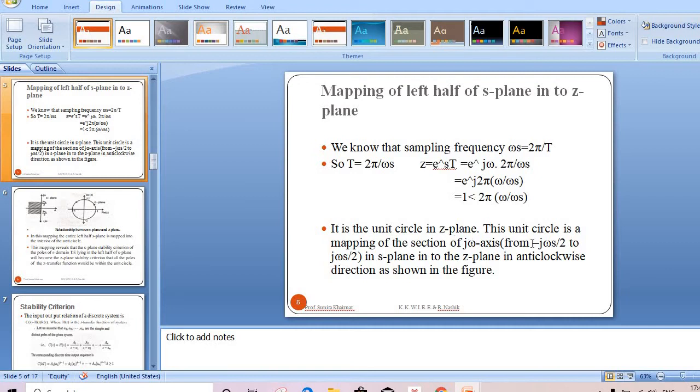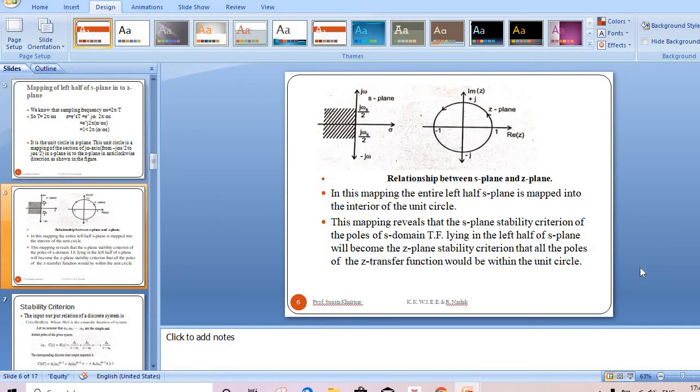This unit circle is a mapping of the section of j omega axis, and what is the limit for that? From minus j omega s by 2 to plus j omega s by 2 in the S plane into the Z plane in anti-clockwise direction, and this is shown in the next figure. See this figure. See the relationship between S plane and Z plane.